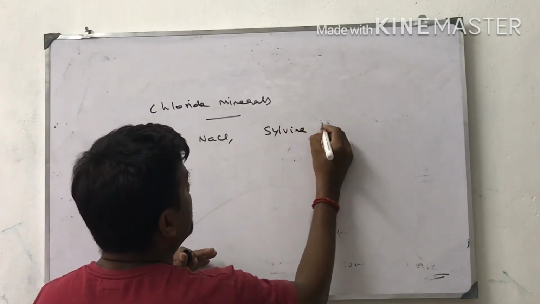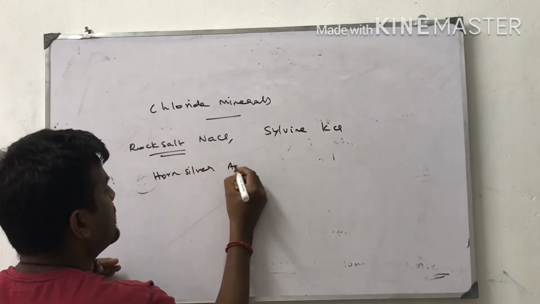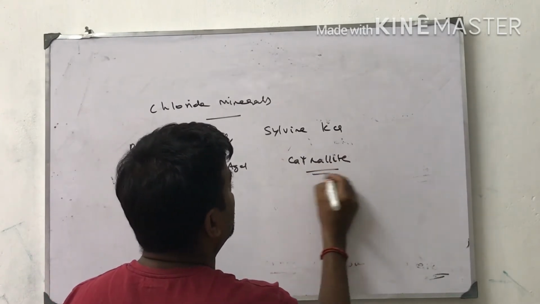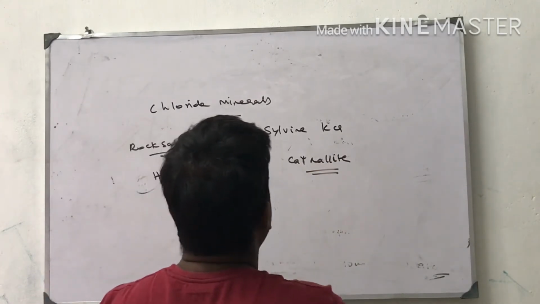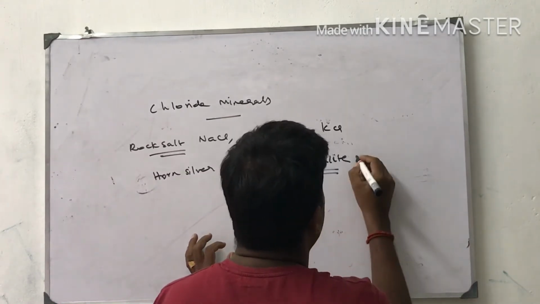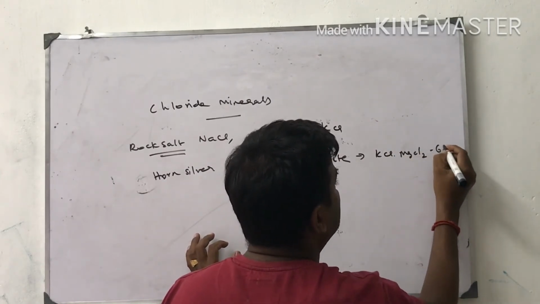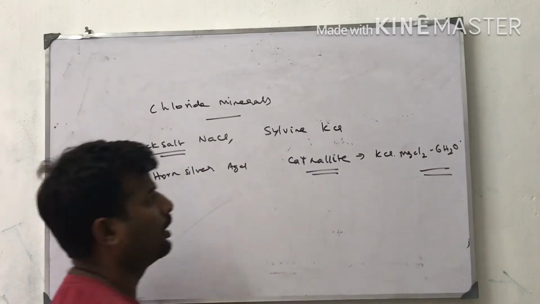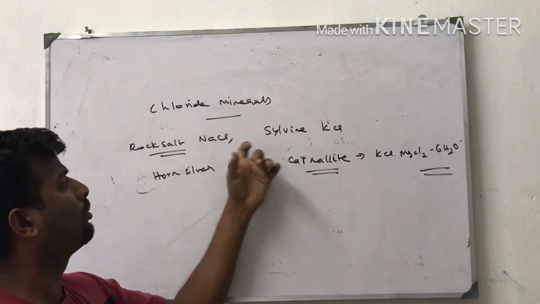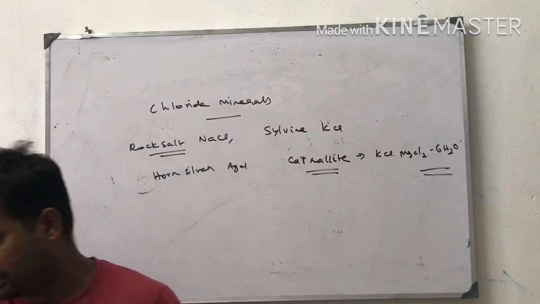Sylvine is potassium chloride, then horn silver, AgCl, and carnallite. Chlorine is also present in the combined state. It is a very reactive gas. Carnallite is KCl·MgCl2·6H2O. So chlorine is present in the combined state like this: in sodium chloride, sylvine, horn silver, carnallite, etc. Chlorine is a very important element.